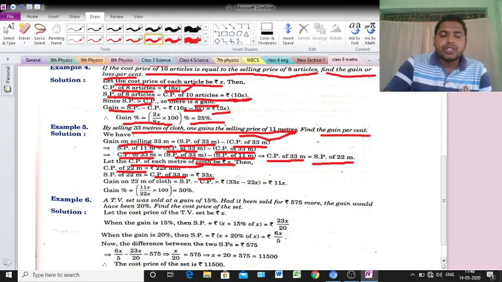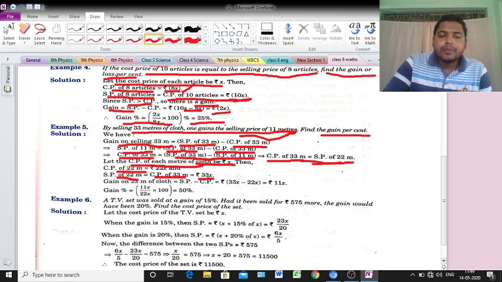Up to this one clear or not? CP of 1 meter equal to rupees X, CP of 22 meter equal to rupees 22X, and CP of 33 meter equal to rupees 33X. Clear? And CP of 33 meter equal to SP of 22 meter, already given in the question. We are getting it from here only. So that's why here written: SP of 22 meter equal to CP of 33 meter equal to rupees 33X.